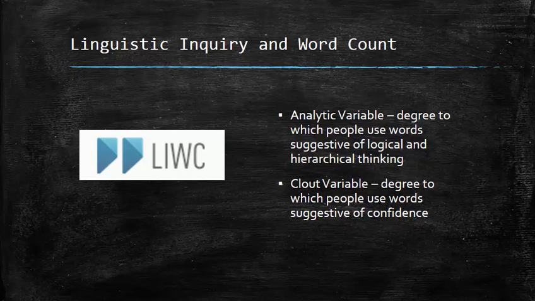LIWC provides average variable scores for various types of writing, with academic writing compared to the New York Times. These values are a useful scale for assessing student writing. The analytic variable reveals the degree to which people use words suggestive of logical and hierarchical thinking. The higher the number, the more analytical the thinking. The clout variable refers to a level of confidence in word choice. These two variables, along with the basic text statistics, would be useful in assessment.